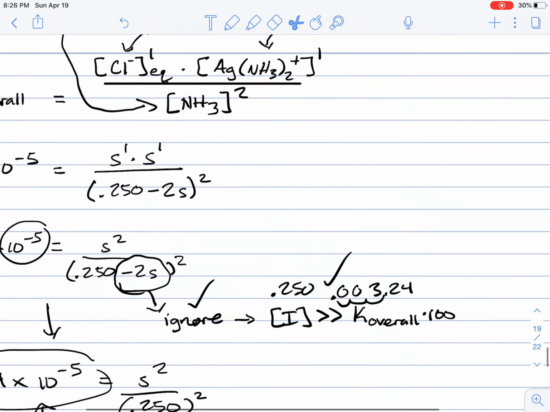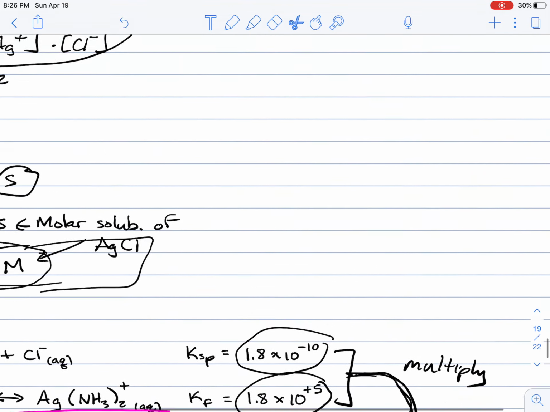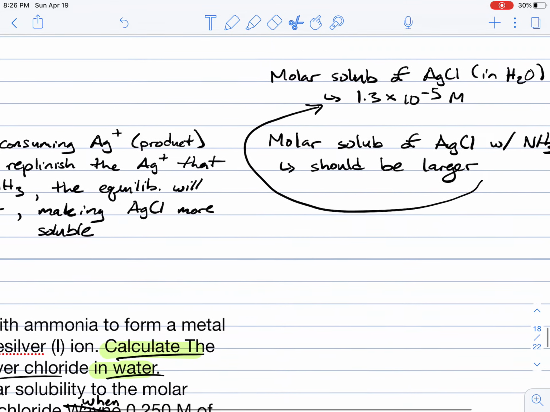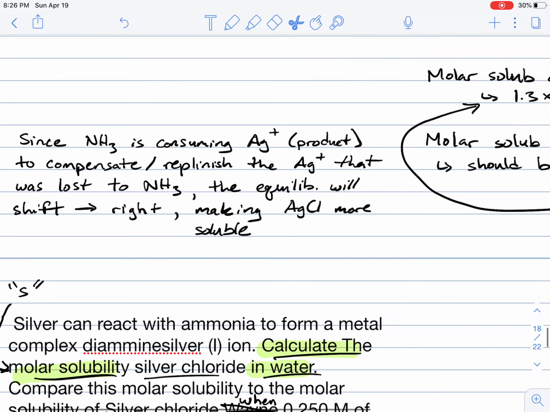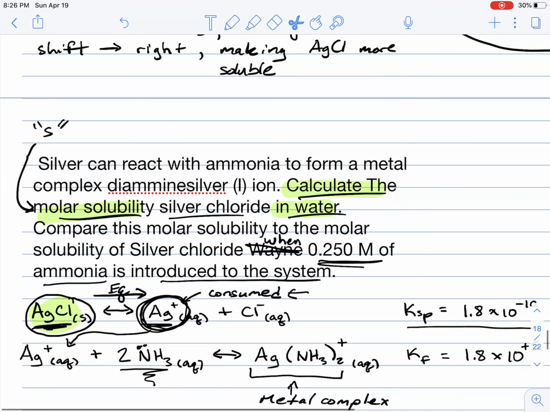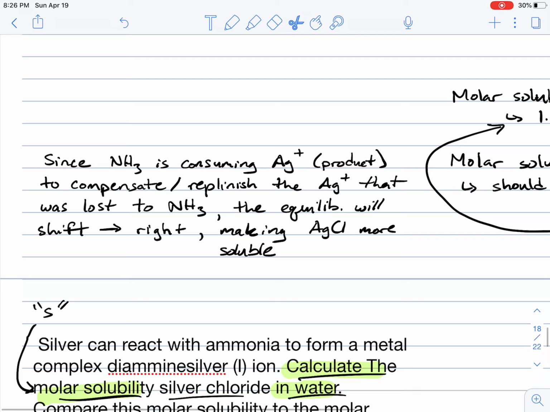Now if you guys look at our answer, and if you go all the way up to this statement here, remember we qualitatively assessed what will happen to the molar solubility. So since ammonia is consuming silver, which is a product in the first chemical reaction that you guys see here, to compensate for the silver that was lost to the ammonia to produce the metal complex, the equilibrium of the first equation will shift to the right, making silver chloride more soluble.